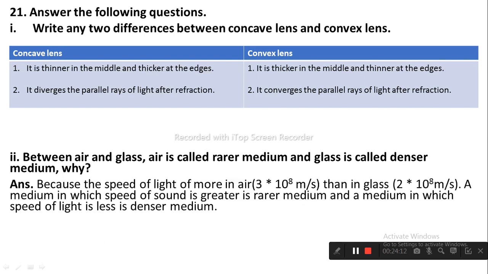Between air and water, or glass, air is the rarer medium and water and glass are the denser medium. Why? Because the speed of light is more in air, that is 3 × 10^8 meters per second, compared to glass, which is 2 × 10^8 meters per second. As the speed of light is greater in a rarer medium, a medium in which the speed of light is less is a denser medium.